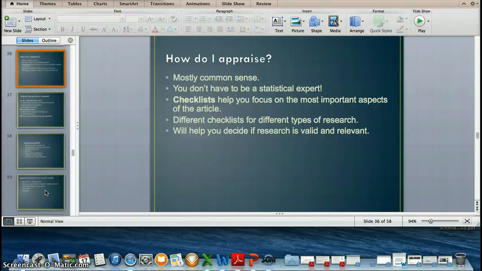You do not have to be a statistical expert to do this, okay? And there are checklists that will help you focus on the important aspects of the article so you know what you're looking for. There are all different kind of checklists depending on the type of study that you are looking at. And all of this information will help you to decide if research is valid and relevant.